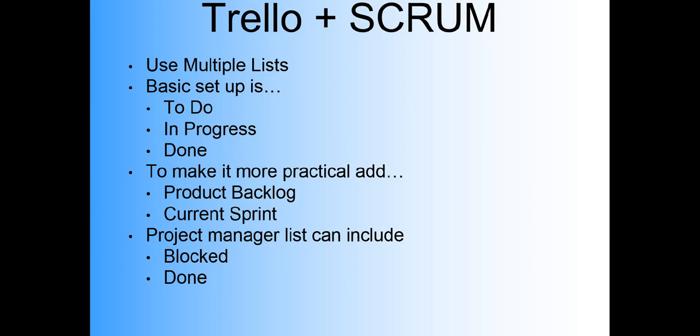To put Scrum principles into Trello, we are going to have to use multiple lists on a board where each will represent a sprint status. The basic setup is to do, in progress, and done. However, to make it more practical, we are going to add product backlog and current sprint. Additionally, the PM can add lists such as blocked or multiple done lists to keep track of what has happened to sprints after they have been released.